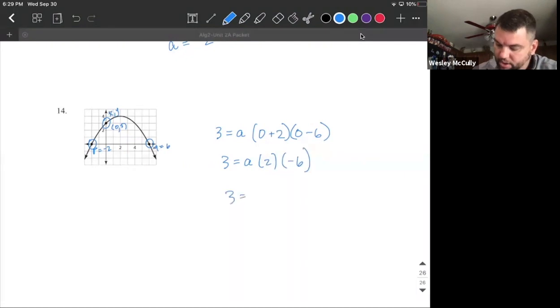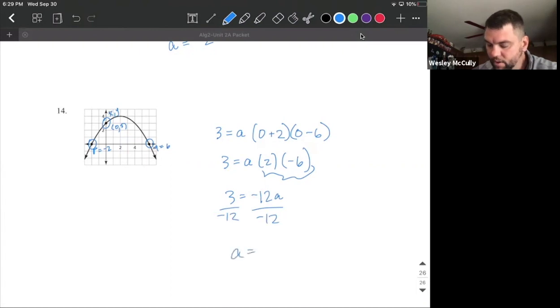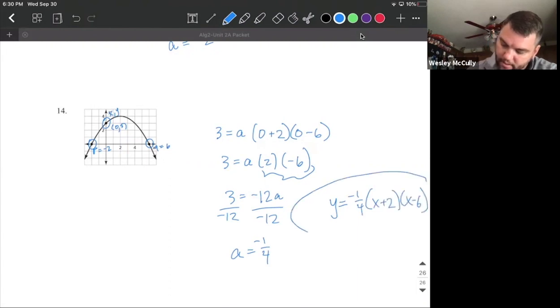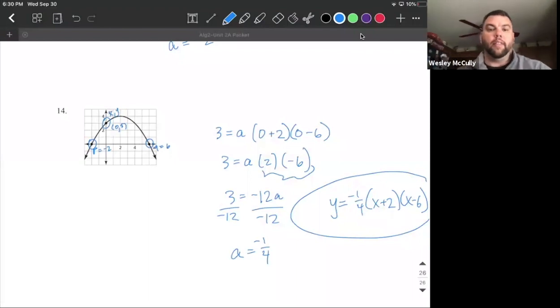So 3 is equal to, when I multiply these together, that's negative 12a, and that's the coefficient of a. And now I divide by negative 12, and a is equal to 3 divided by negative 12, which is negative 1/4. So a is negative 1/4. I'm ready to write my answer. y equals negative 1/4 times x plus 2 times x minus 6. And that is the study guide for unit 2A.